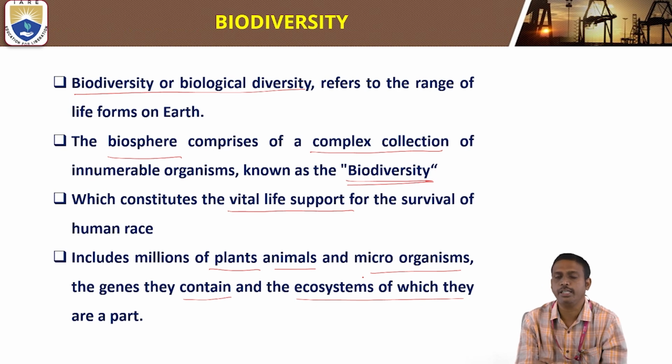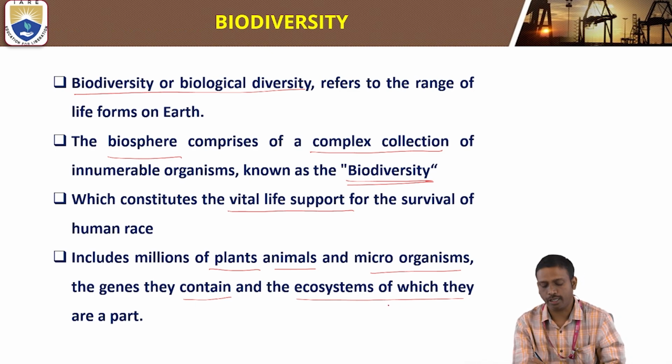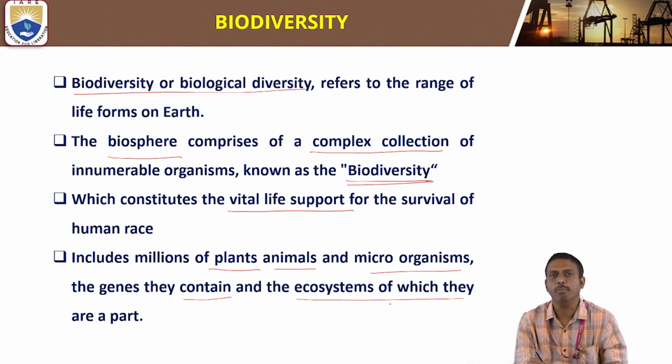So biodiversity, or biological diversity, is the range of life forms present on the earth. The biosphere comprises a complex collection of innumerable organisms, which constitutes vital life support for the survival of the human race. It includes millions of plants, animals, microorganisms, and the genes they contain, and the ecosystems of which they are a part.